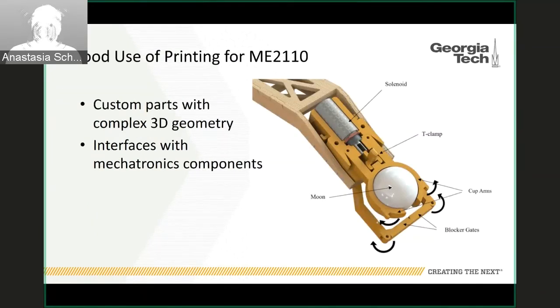Here's an example of a good use of printing for ME2110. This is from last year's competition. All of those parts you see in orange are 3D printed. This is a good candidate for 3D printing because they're totally custom parts. The geometry is three-dimensional and very complex, and it also interfaces with the mechatronics components. This is a gripper that holds and releases a little sphere, and it uses the solenoid to open and close the gripper.